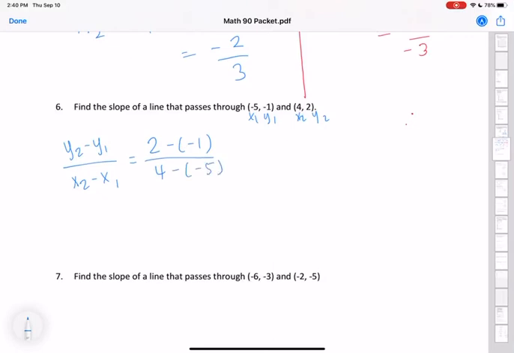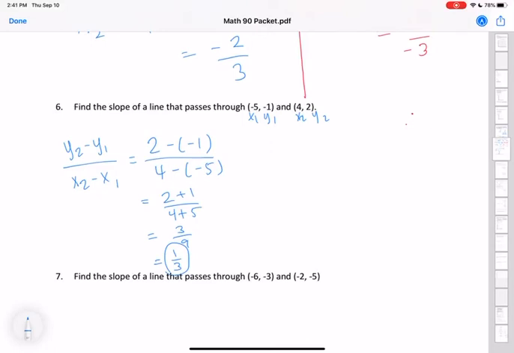All right, so we have y2 minus y1. I went ahead and labeled them. And x2 minus x1. So for the y2, I have 2 minus the negative 1 over x2, I said was 4 minus a negative 5. Now, subtracting a negative is the same thing as adding. So really what I have is 2 plus 1 over 4 plus 5. We can do this in a couple steps. So 2 and 1, I get 3 over 9. Am I done? I can reduce it. Reduce it down to 1/3. There we go.